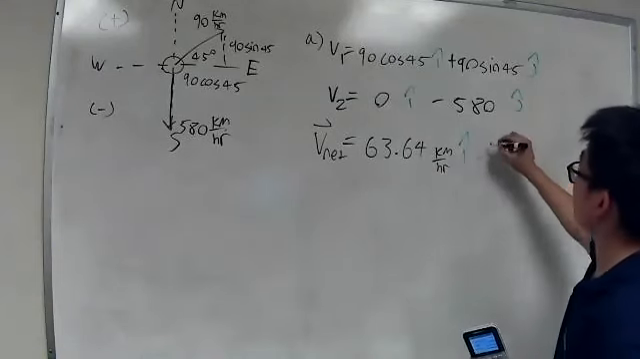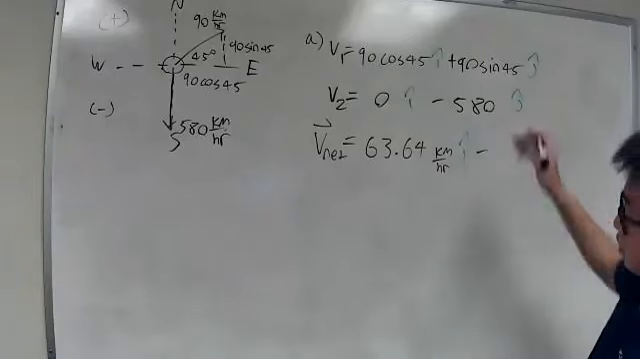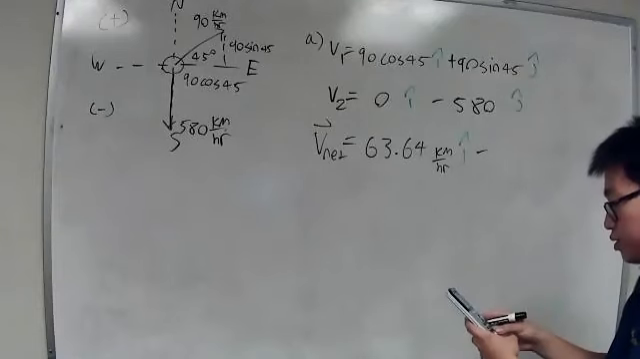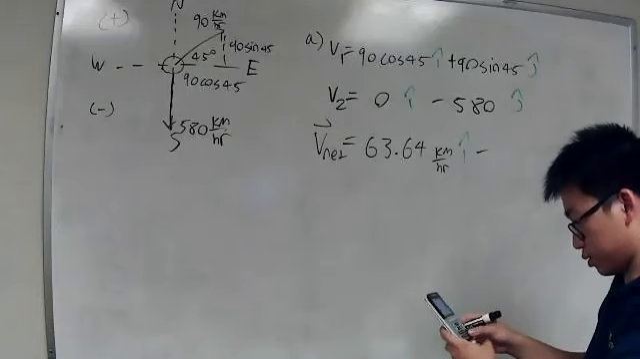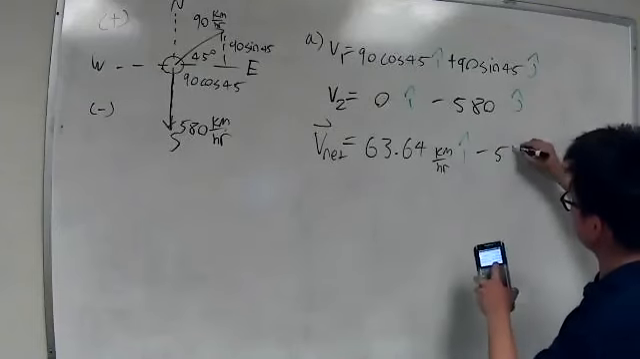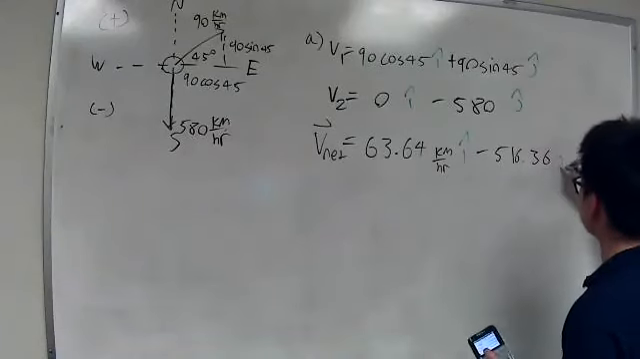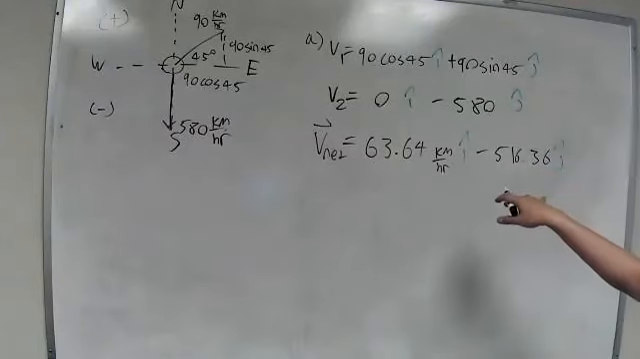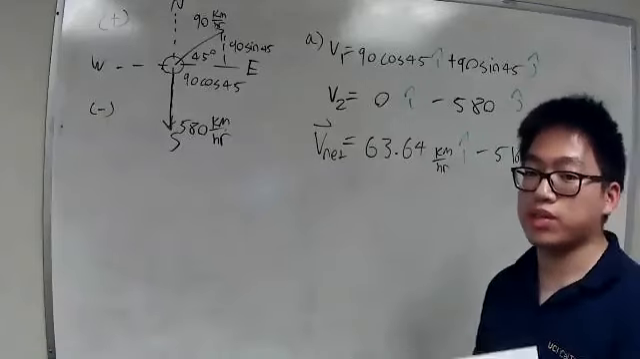And then what is this? Now it's 580 minus that. Well, negative 580 plus that. So negative 580 plus 90 sine 45. This is negative 516.36, and that's j hat. Nice, this is the final velocity. They want magnitude and direction, right?